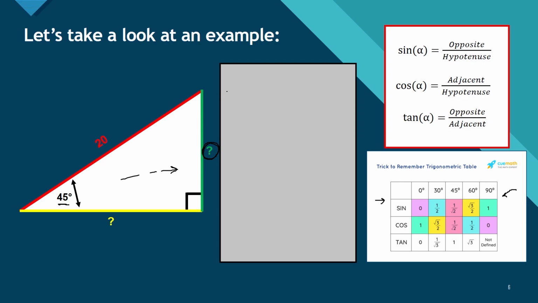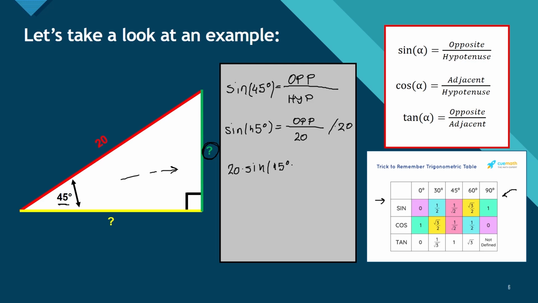So we write the sine of 45 degrees is going to be equal to the opposite side divided by the hypotenuse. Sine 45 degrees is equal to the opposite side, which we don't know, so we're just going to write opposite divided by 20. If we multiply this entire equation by 20, we get 20 times the sine of 45 degrees is equal to the opposite side.